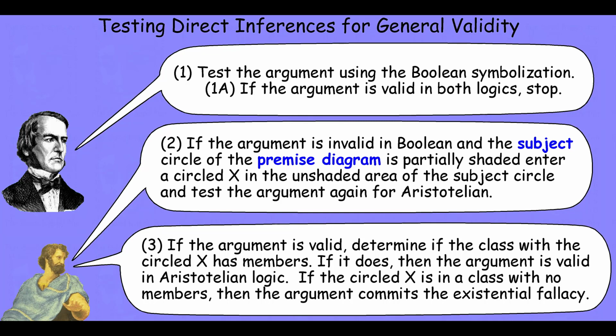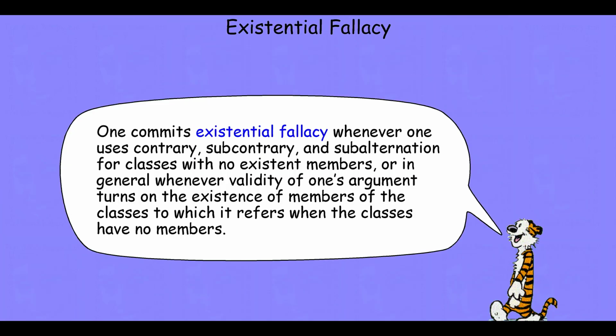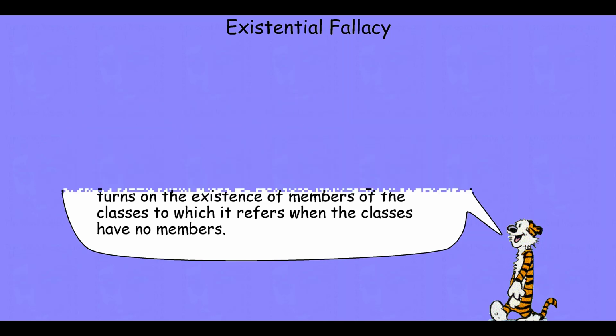However, if the argument's validity turns on having a circled X in a class that I determine has no members, then I say that the argument commits the existential fallacy. Remember, the existential fallacy is a fallacy that we commit whenever we use the contrary, subcontrary, or subalternation relationships for classes with no existent members. In other words, whenever the validity of our argument turns on the existence of members of classes to which it refers when those classes have no members.